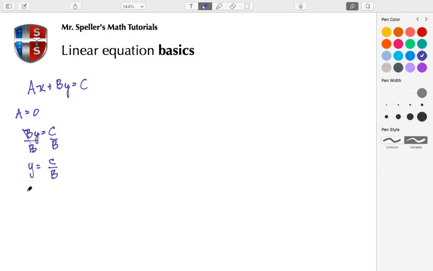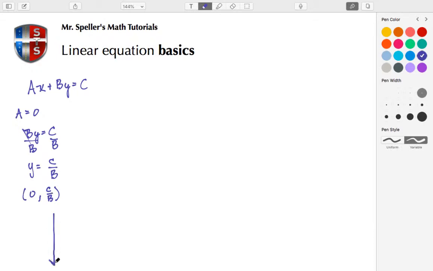Now, if we want to write this with an ordered pair, that ordered pair would be 0 for the x value of a, and the y value we just said was c over b. In this case, whether c over b is positive or negative, all we have here is the equation of a horizontal line. So let's go ahead and draw that in.